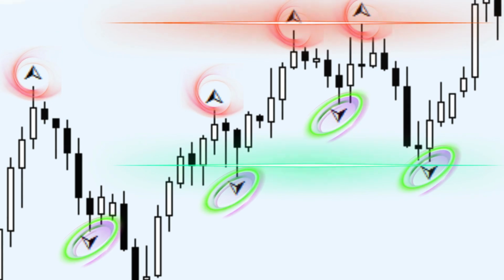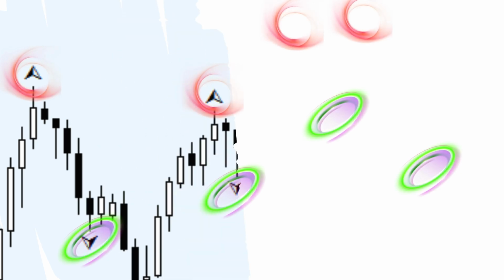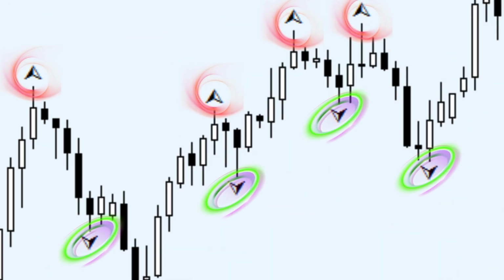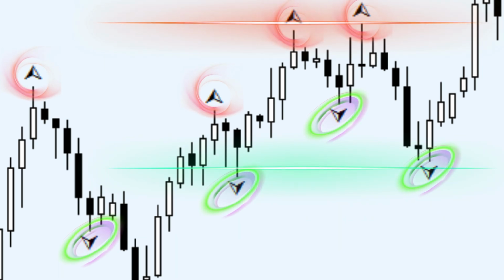Let's get started. First, let's quickly recap what fractals are. Fractals are patterns that identify potential reversal points in the market. They appear as arrows above or below candles on your chart. A fractal arrow above a candle signals a potential resistance or price ceiling. A fractal arrow below a candle signals a potential support or price floor.